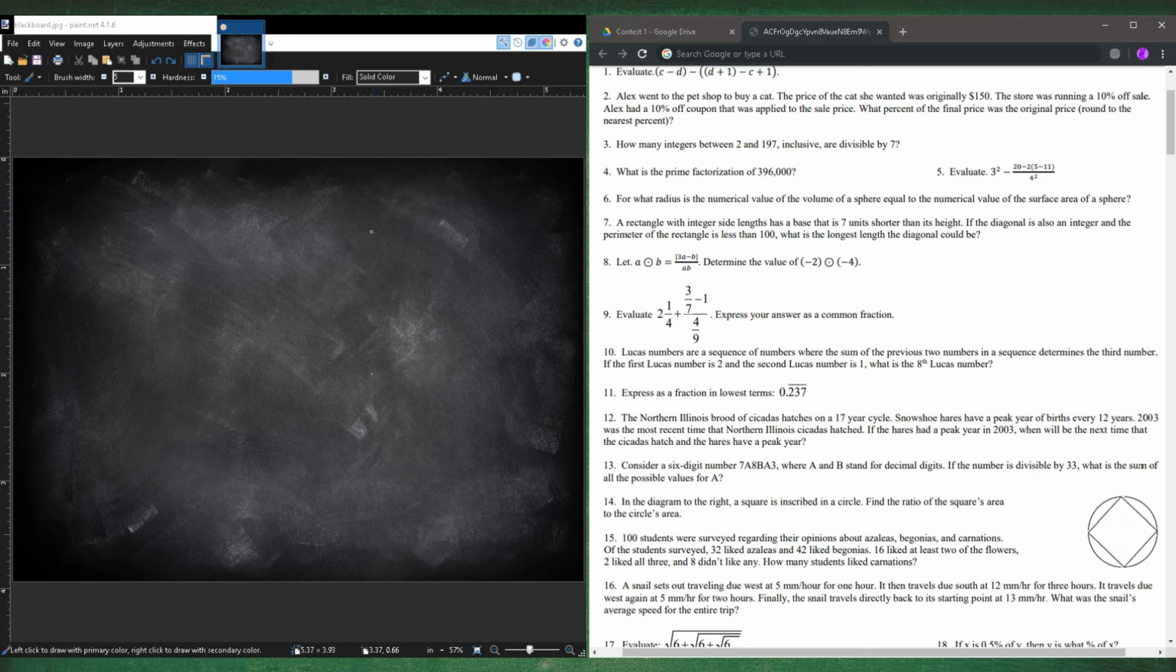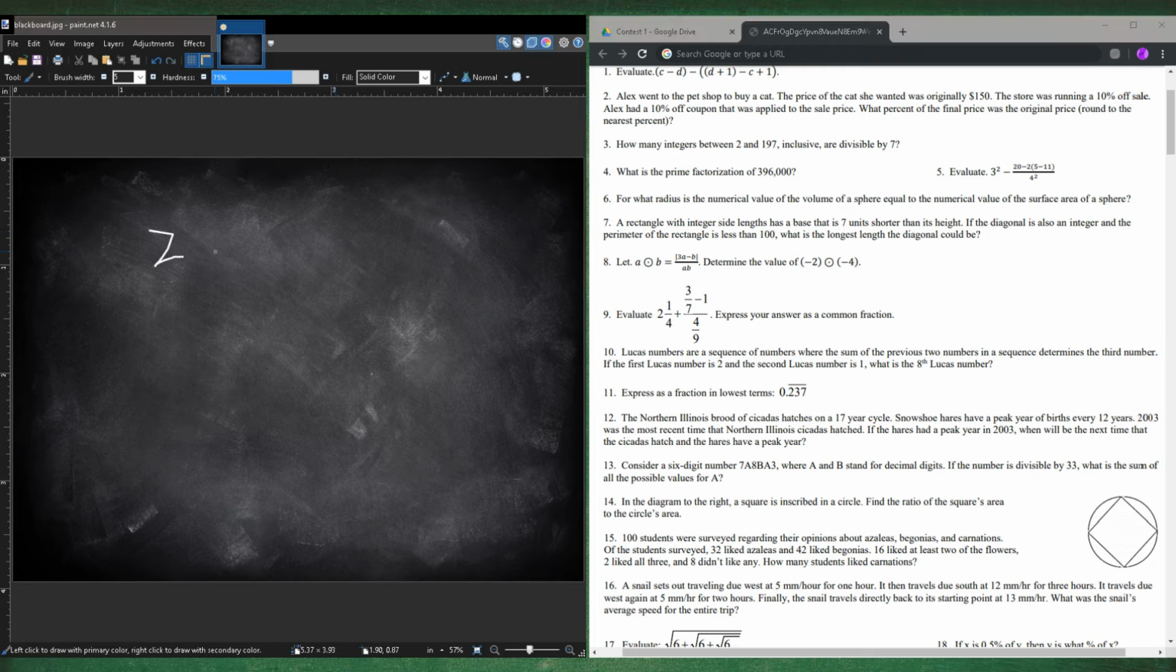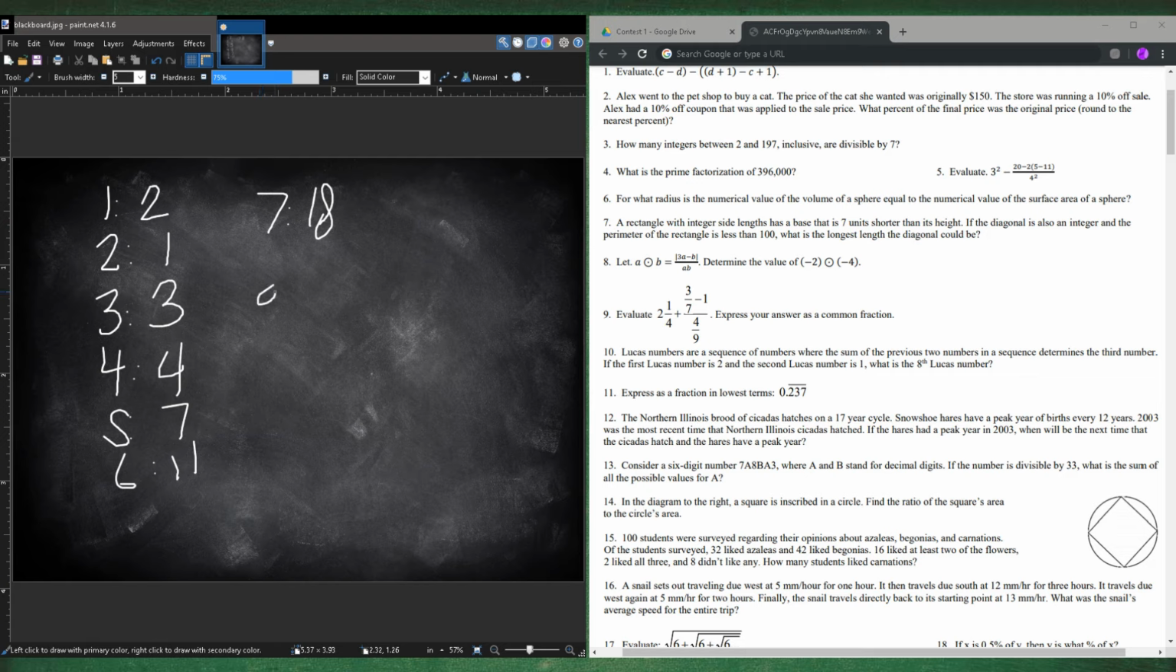Lucas numbers are a sequence of numbers where the sum of the previous two numbers in a sequence determines the third number. If the first Lucas number is 2 and the second Lucas number is 1, what is the 8th Lucas number? So let's just keep track of the numbers. Let's write it like this. The first one is 2, the second one is 1. The third one, you have to add the previous 2, which is 3. Fourth is 4. Fifth is 7. Sixth is 11. And seventh is 18. And eighth is 29.